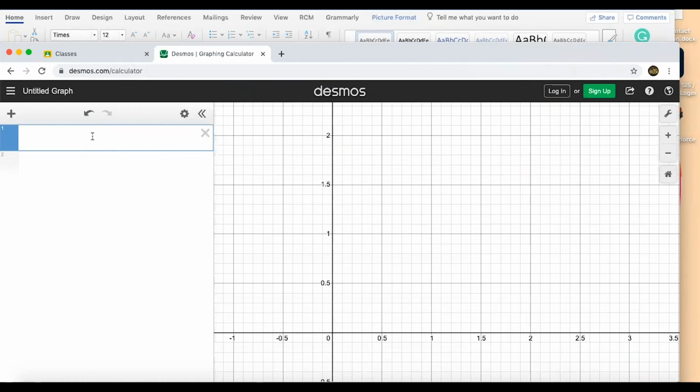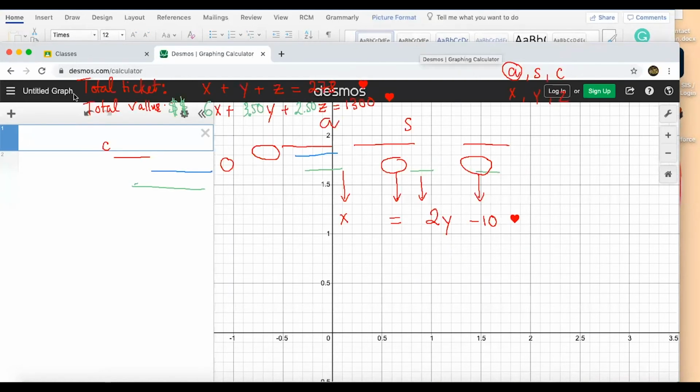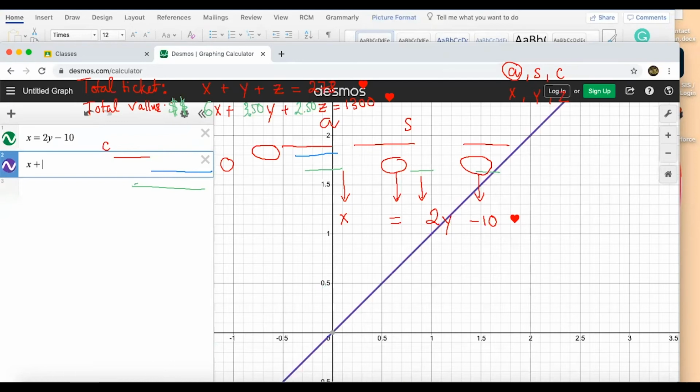If you go back to the equation... So one is going to be x equals 2y minus 10. Okay, so we have x equals 2y minus 10. Excuse my screen, guys, it's kind of messy, but you got the idea. Okay, what is the next equation? We got x plus y plus z equals how much?